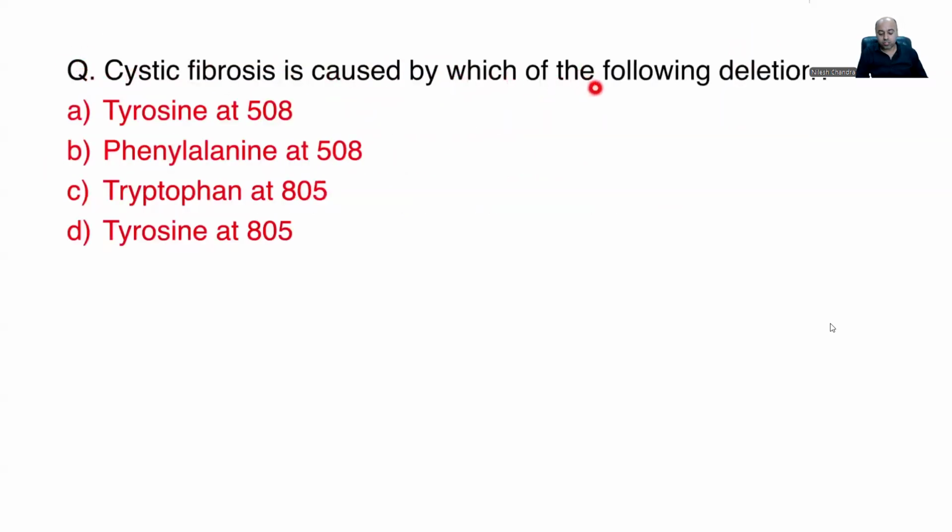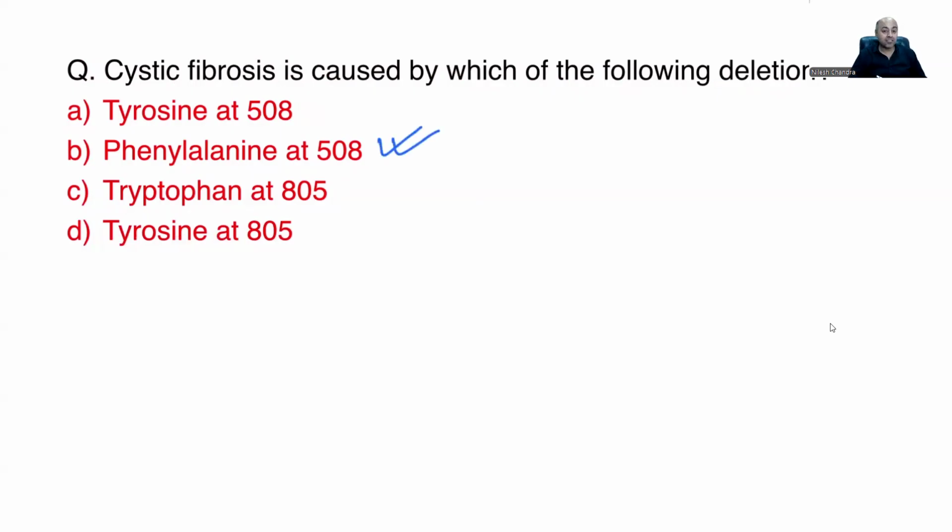Cystic fibrosis is caused by which of the following deletions? Now, this question has been repeated back to back twice, so it has a high chance of getting repeated again. Here the options are tyrosine at 508, phenylalanine at 508, tryptophan at 805, tyrosine at 805. Please note the answer here is phenylalanine.